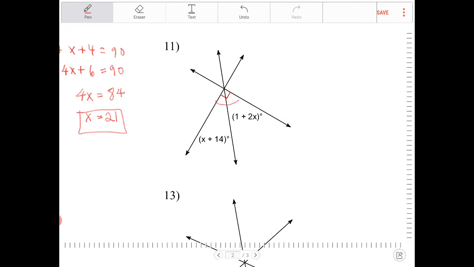Again, I have complementary angles. So I get x plus 14 plus 1 plus 2x will equal to 90. x and 2x makes 3x. 14 and 1 makes 15. Subtract both sides by 15. I get 75. Divide by 3, x is equal to 25.